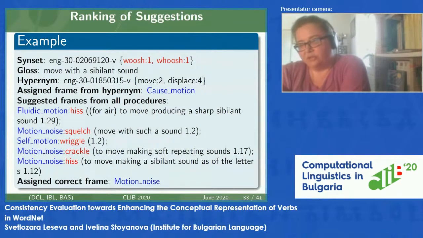Then what we're trying to do is provide a ranking of all the suggestions. We order them by the score. There's some information about how we get the score in the paper. And sometimes we get a higher rated suggestion. Here we can see that motion noise is suggested by 3 different procedures. So we need to figure out a combined score for each frame as well.